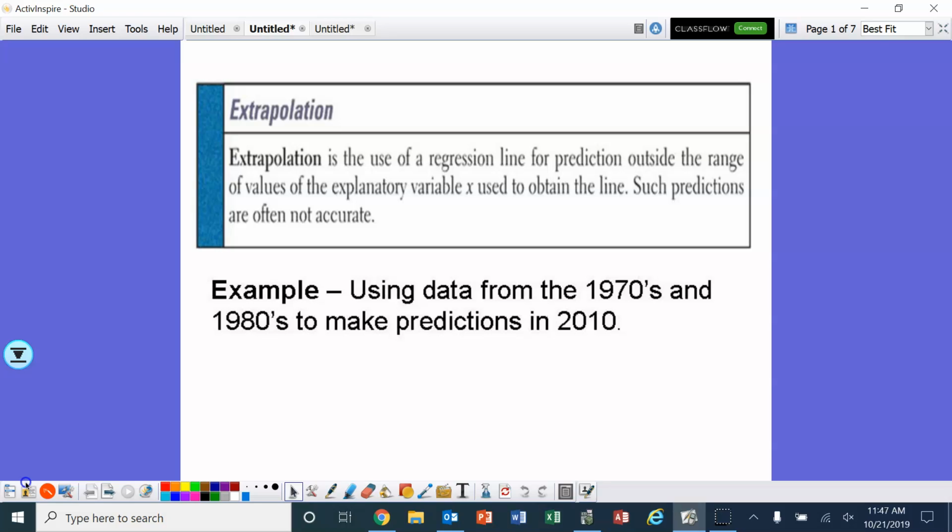First one is extrapolation. Remember, this is predicting outside the range of values given by your least squares regression line. And again, such predictions are often not accurate. Another example, if we use data from the 70s and 80s to make predictions about things in the 2000s or 2010s, okay, it's probably not going to be accurate.